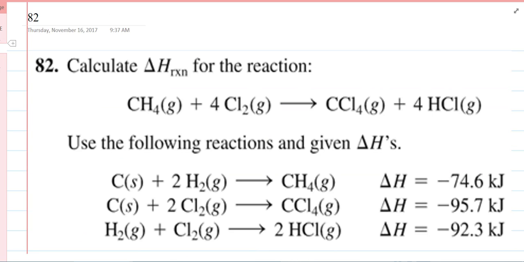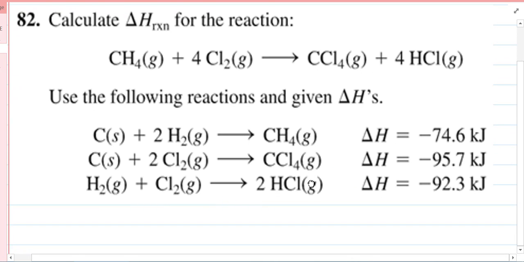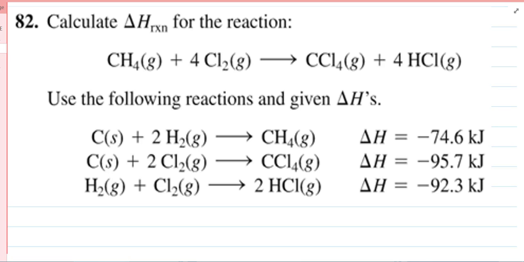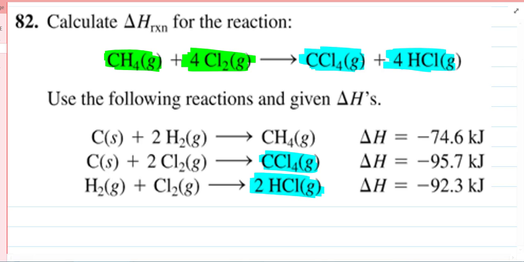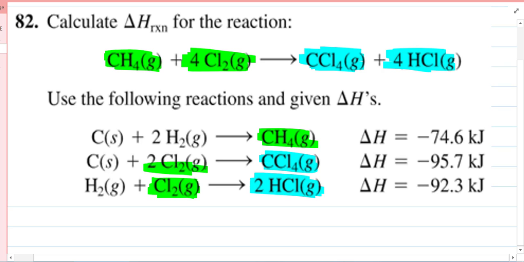Another example, number 82. Calculate delta H for that reaction. CH4 and Cl2 going to carbon tetrachloride and hydrochloric acid. And the coefficients really matter. If I look, CCl4 is there, HCl is there, we have CH4 is there, and Cl2. Okay. Well, what do we need to do here?